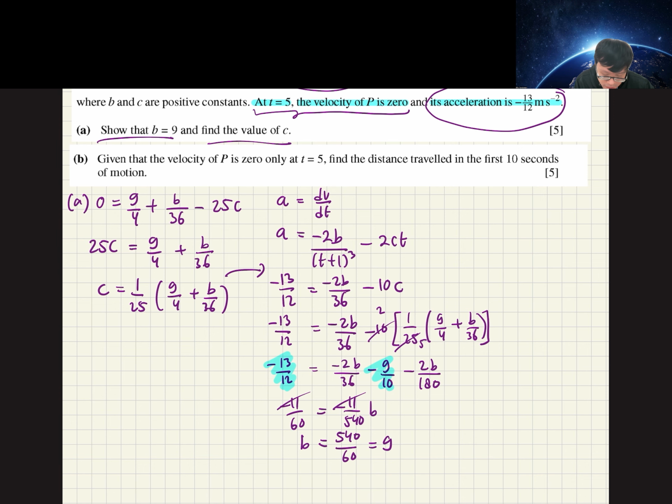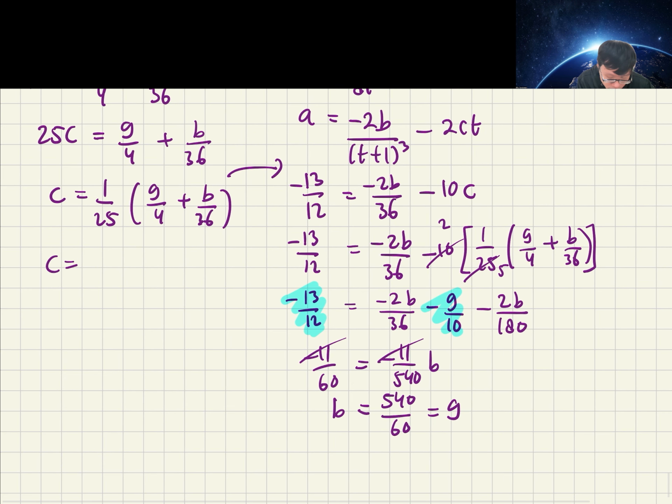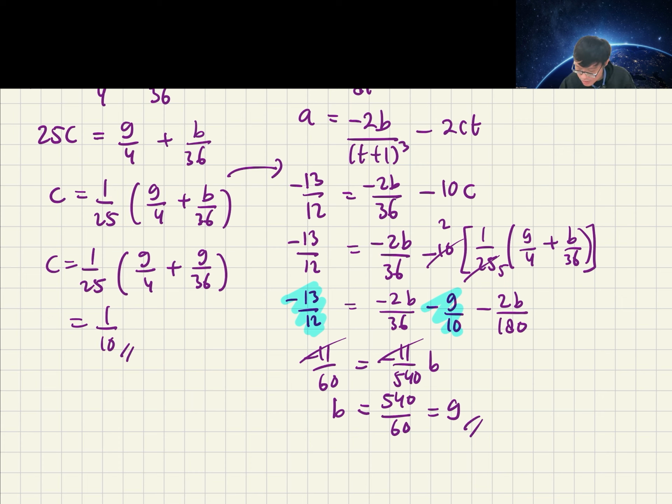And to find c, you already have b. To find c, just plug in. c equals 1 over 25 times 9 over 4 plus 9 over 36. You will get 1 over 10 from it. So this is b and c.